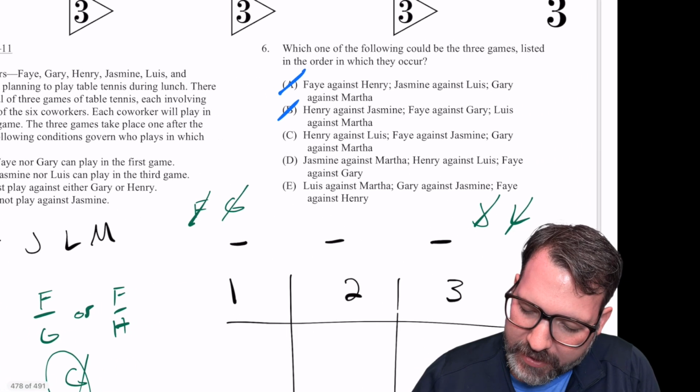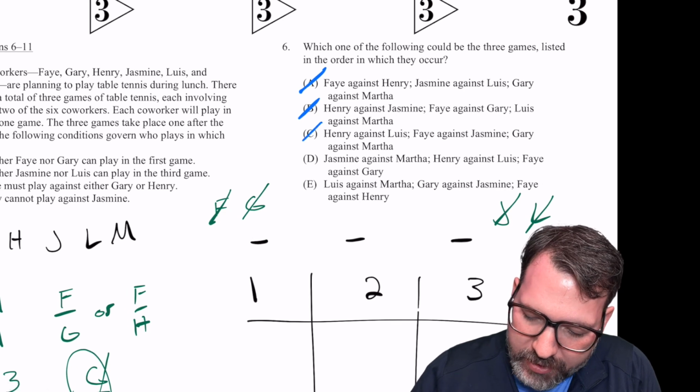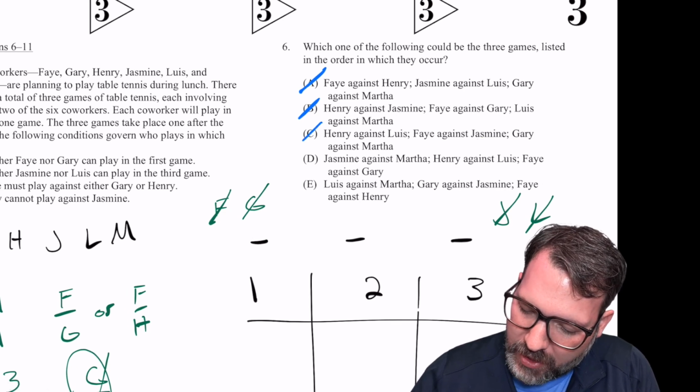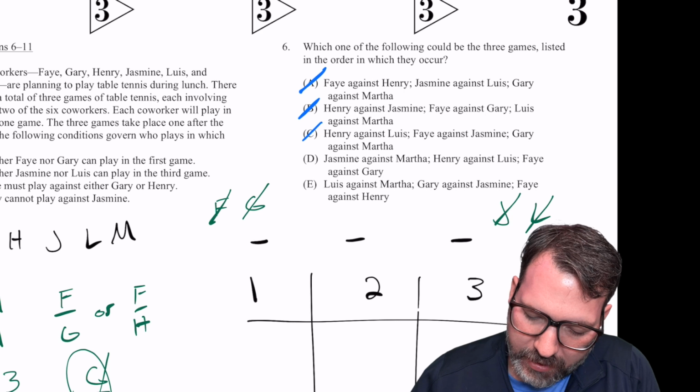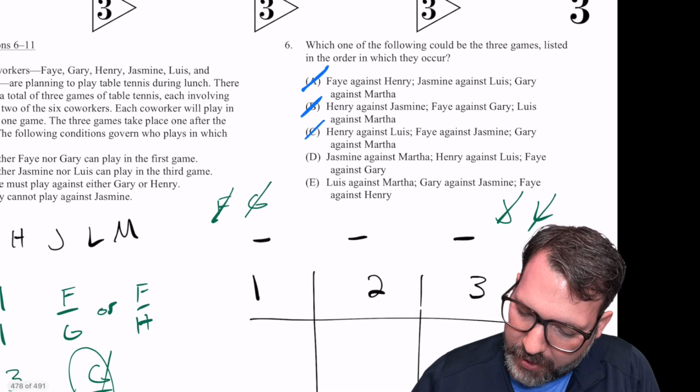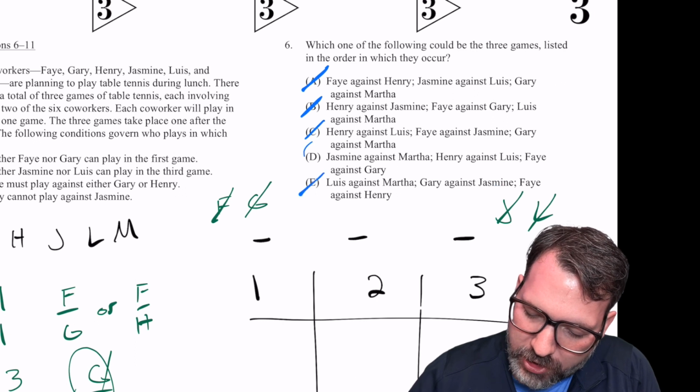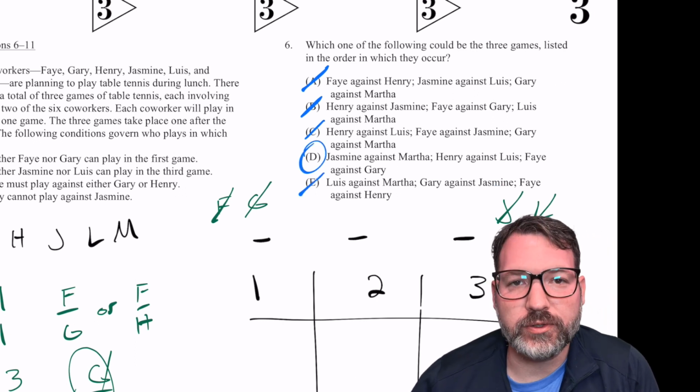F has to play against either G or H. So C is a problem. F against J is not a possibility. But D and E look okay. And then Gary can't play against Jasmine. Well, there it is. E, Gary against Jasmine. So number 6 has to be answer choice D.